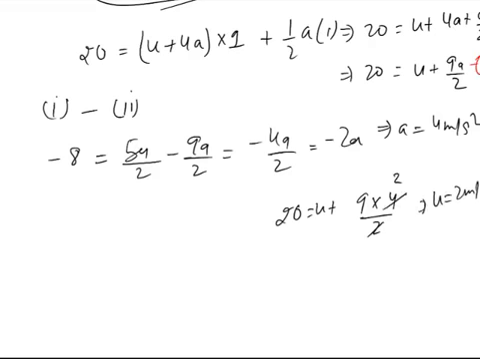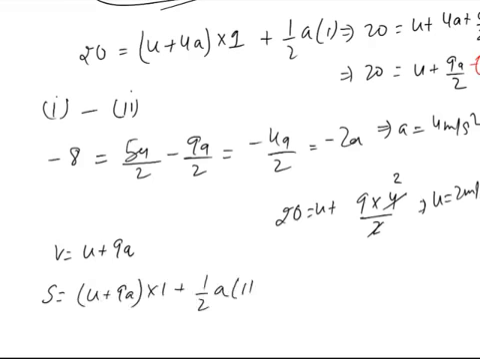Now the question simply asks the distance covered in the 10th second. So in the 10th second, after 9 seconds the velocity would be u plus 9a, and the distance covered in the 10th second would be u plus 9a into time, which is 1 second, plus half into a into again 1. So let's put the values over here. So 2 plus 9 into 4 plus 4 over 2. So this will give me 40 meters.